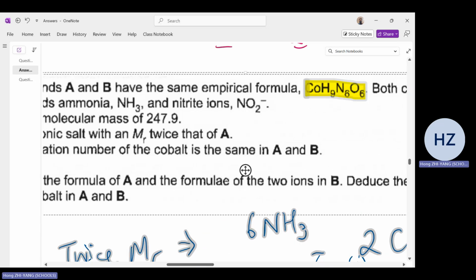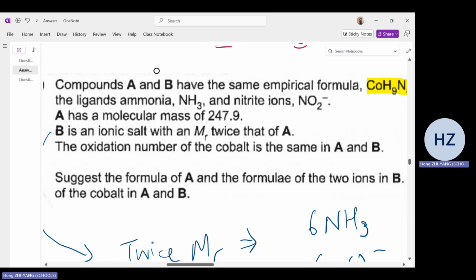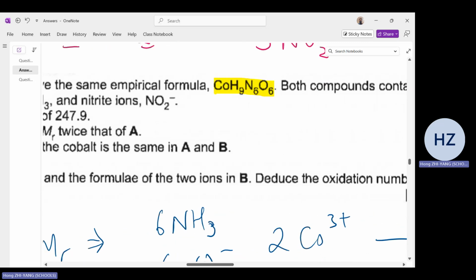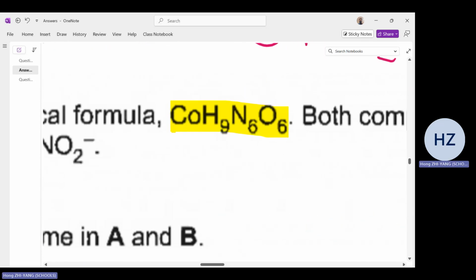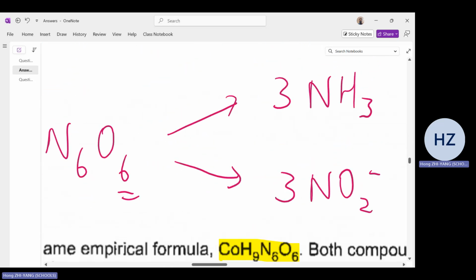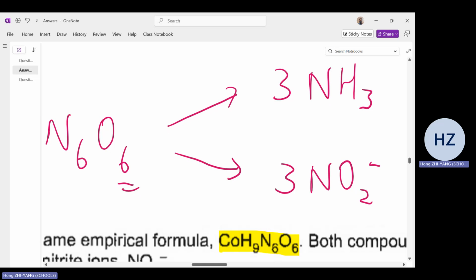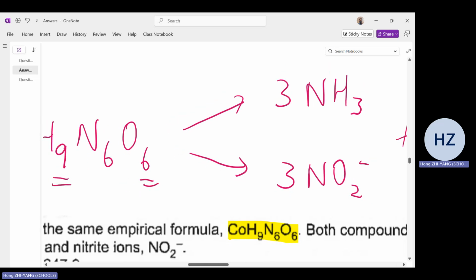So if you look at your formula for compound A and B, A is this one. How many ammonia can you see already? If you look closely, there are only 9 H's. 9 H's definitely go for 3 ammonia, because all your H's come from ammonia. All your oxygen comes from nitrite. So those numbers help you see that in this formula you have exactly 3 ammonia and 3 nitrite.